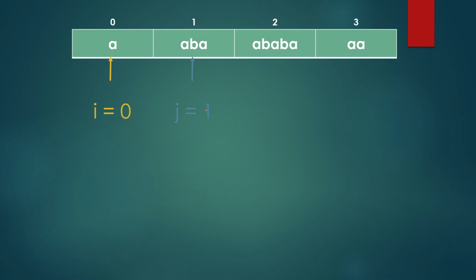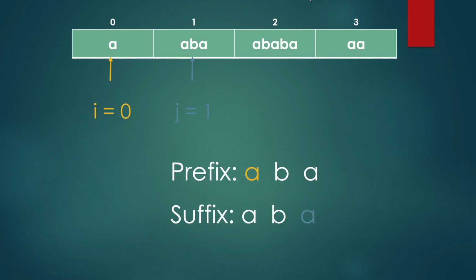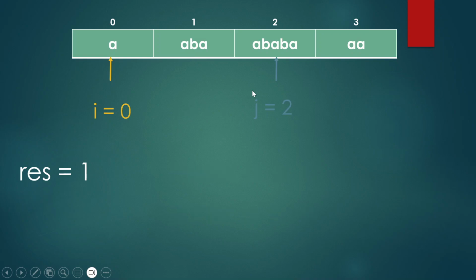For this case, we have to check for prefix. We can see that ABA has A as a prefix, so this is true, and for suffix, ABA has A as a suffix. So this is true. So we need a variable result here, which will store our result. So this is a true condition, so we have to consider it. So it becomes 1. And now we have to move j to index 2.